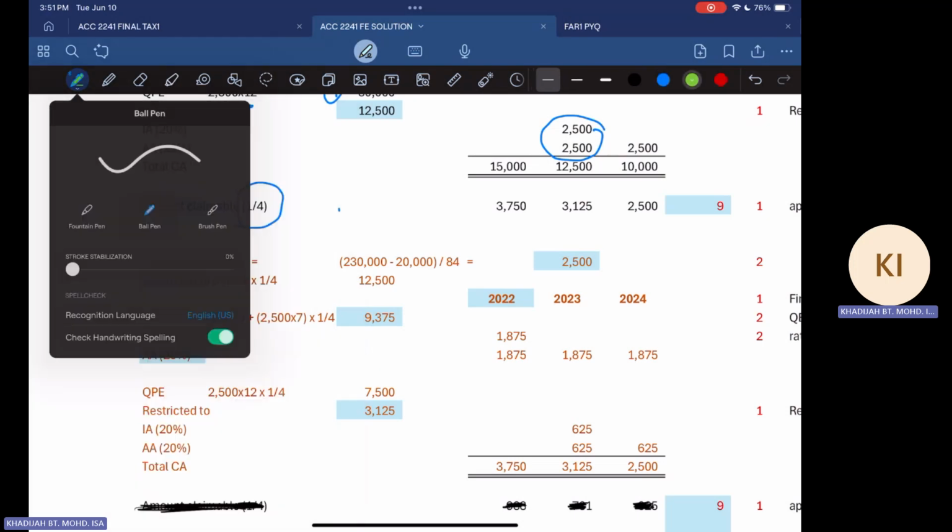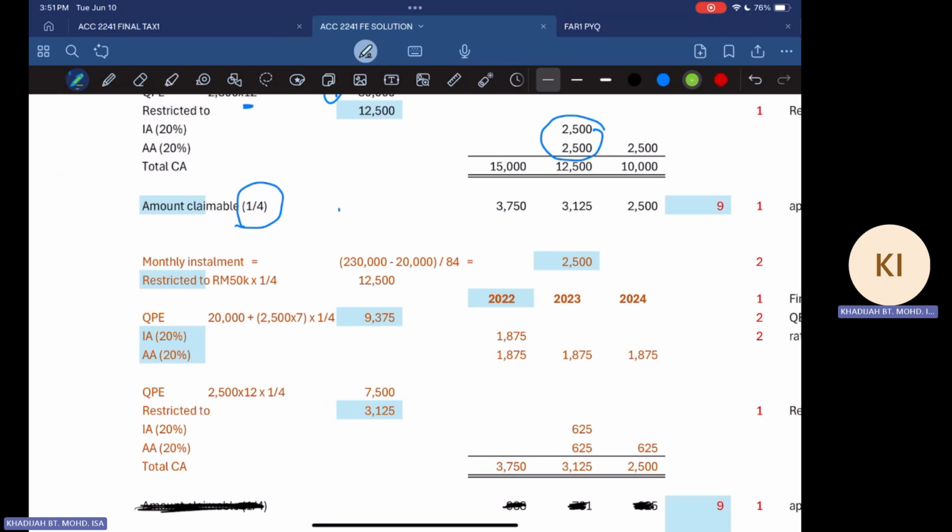This one, hold on. Let me have it warna blue. Tak nak warna hijau.